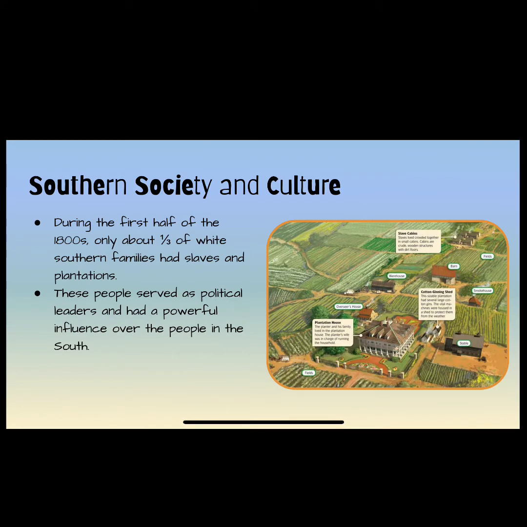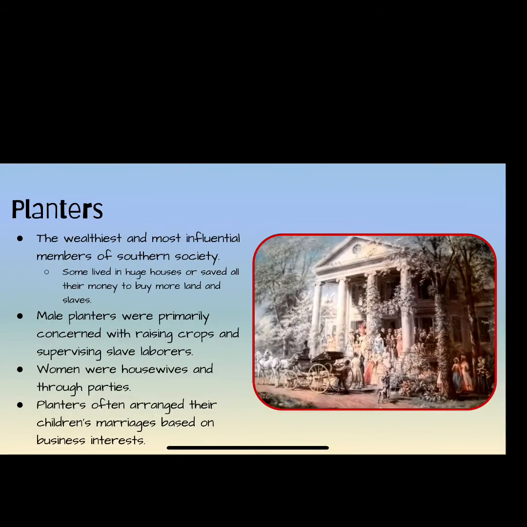Okay? So even though few families had plantations, these people had really strong influences on everybody else. Because these were the most wealthy people who owned these cotton plantations, they had a lot of power and a lot of wealth, so they influenced a lot of the people in the South, and people strived to be like them. Typically the people that owned the plantations were political leaders, and they had a great influence over everybody else in the area. So the first group of people that we're going to talk about are planters.